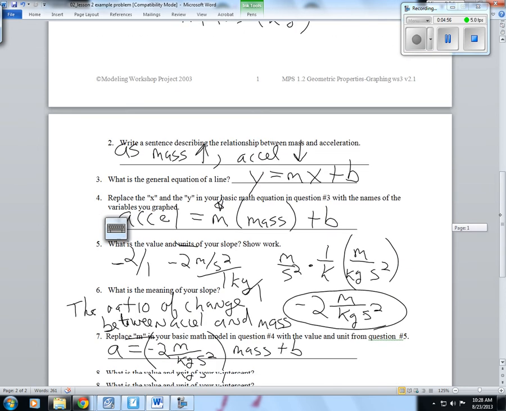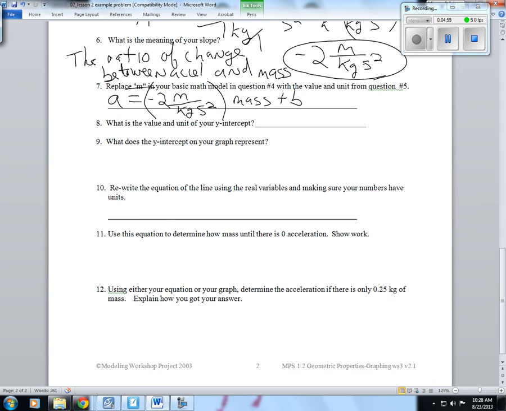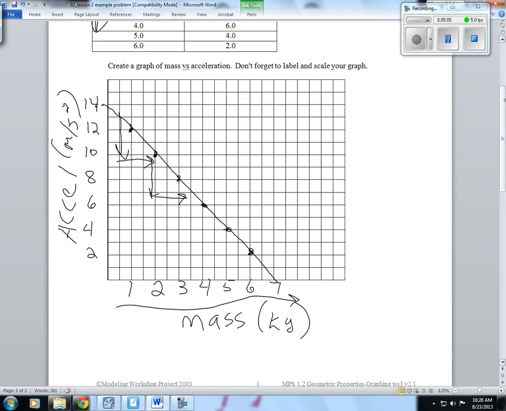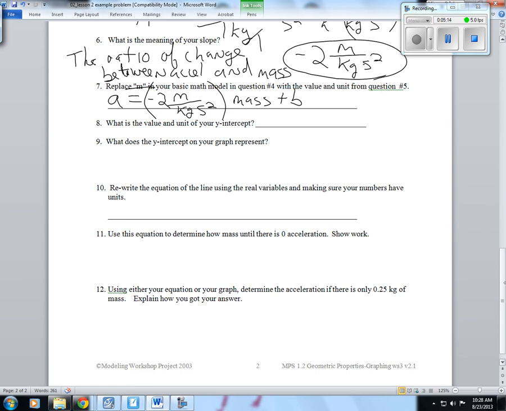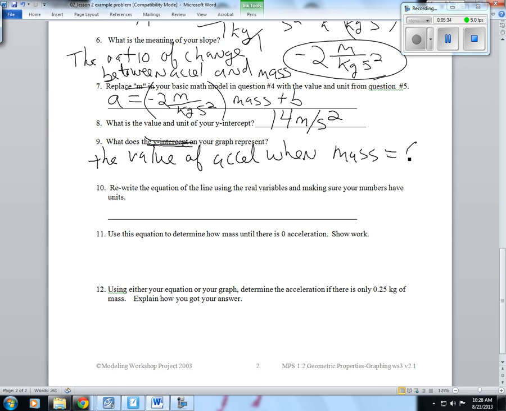Now it says, what's the value and meaning of your y-intercept? We come up here, and our y-intercept is crossing at 14. So let's come down here. That's 14 meters per second squared. What does the y-intercept represent? It's the value of acceleration when mass is equal to 0. Again, just like we learned a few minutes ago in the previous lesson.